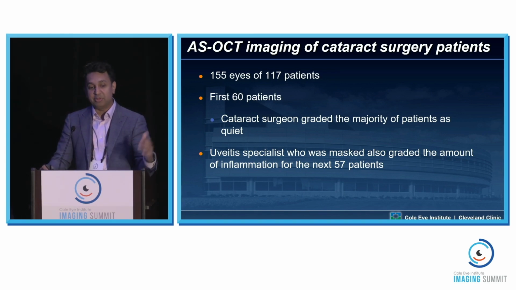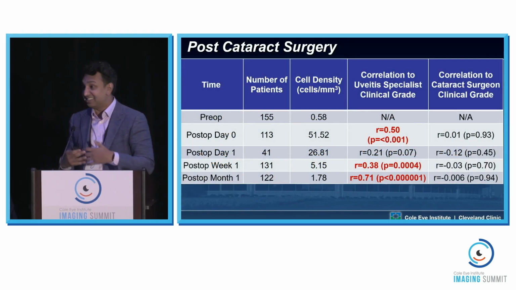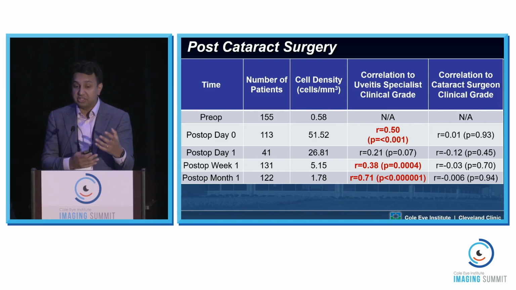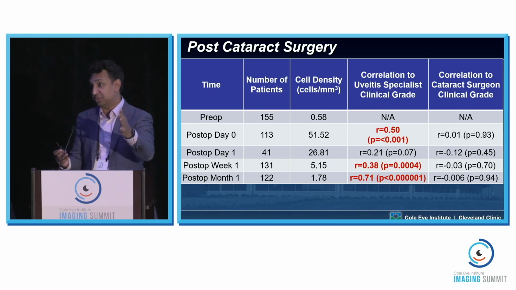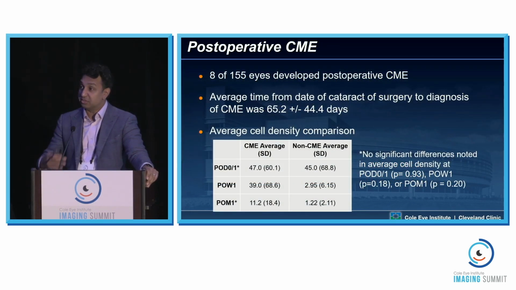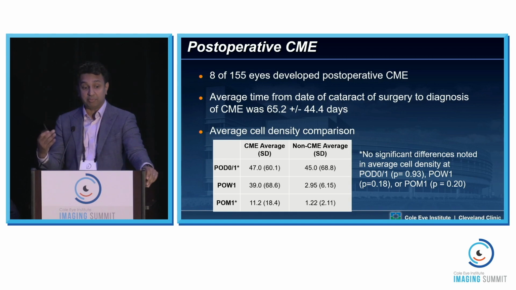And then we decided, hey, why don't we get the uveitis specialist to do it? And what we found was there's really no correlation to the cataract surgeon grading with our automated system, and even the correlation with our uveitis specialist wasn't perfect because we're talking continuous metrics versus a grading system. But what was really interesting is once you had that data, there were correlations between a large amount of cells seen at post-op week 1 and developing postoperative cystoid macular edema at any point in time.